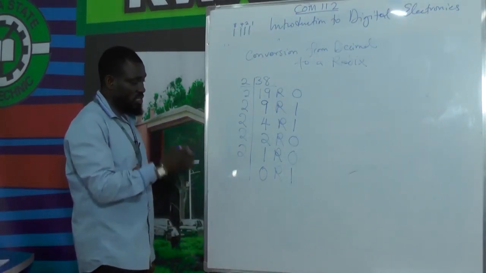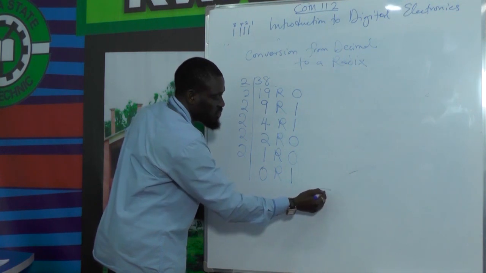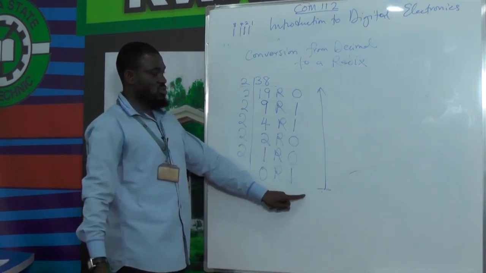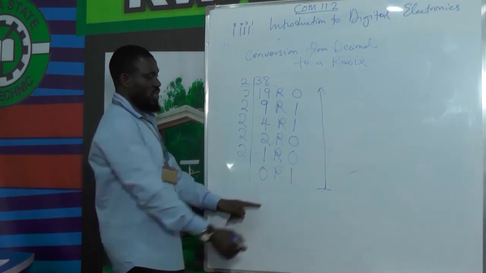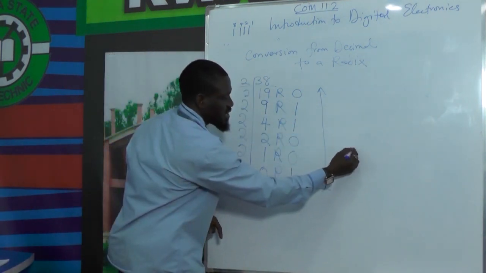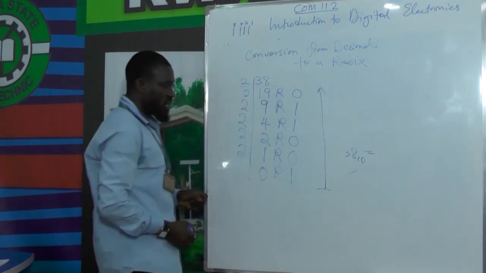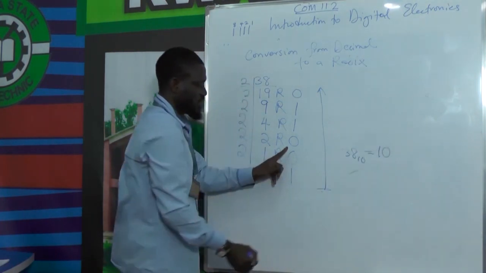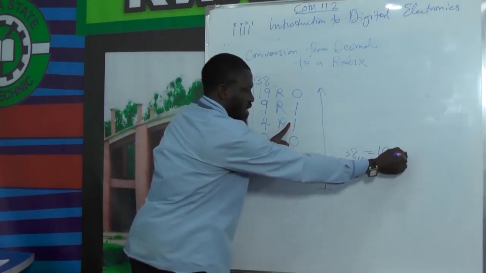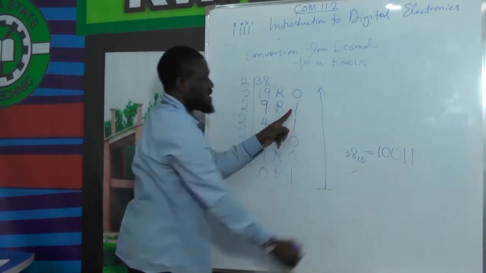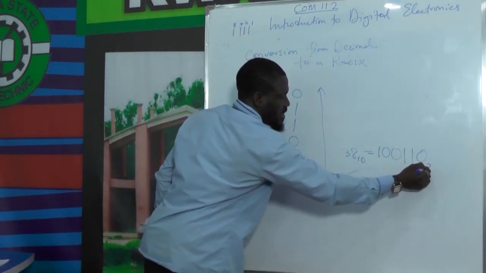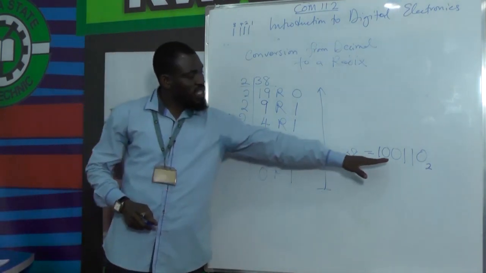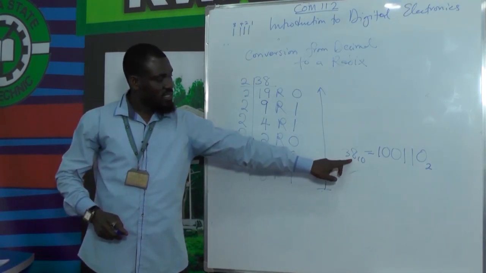So the other point was that you pick your value from the bottom. This is the bottom to the top. The arrow is showing us that we are going to take our resultant from the bottom to the top. So therefore, if you were to convert this, that is 38 base 10 to binary, to radix in this case, we now say 1, 0, 0, 1, 1, and 0 base 2. And that's it.